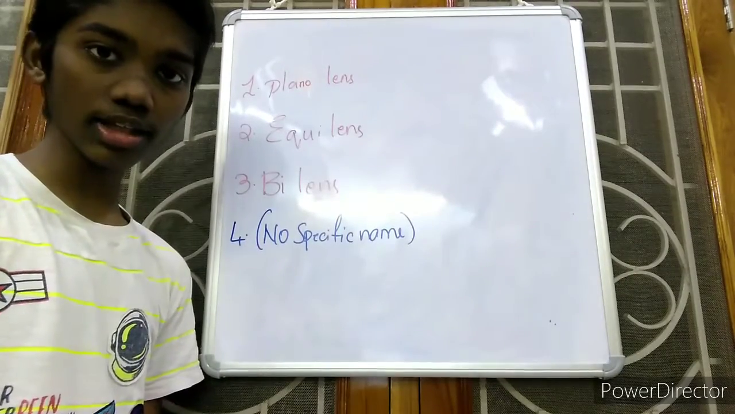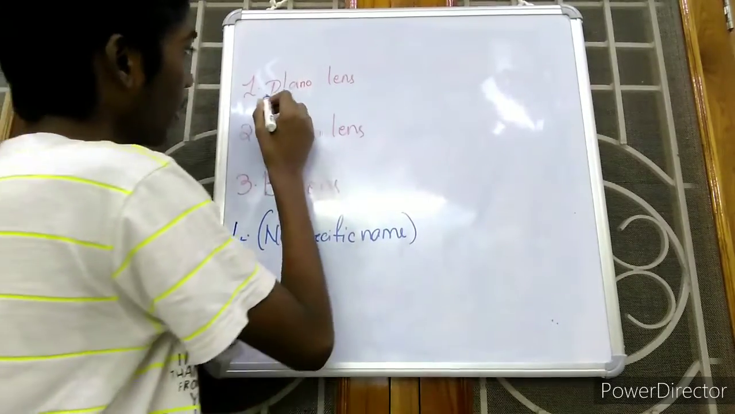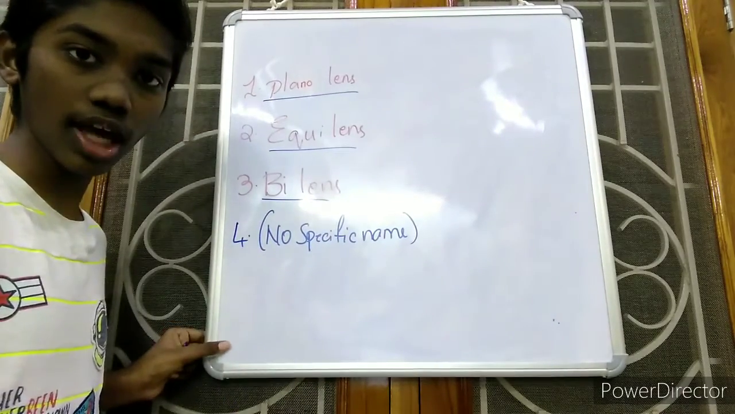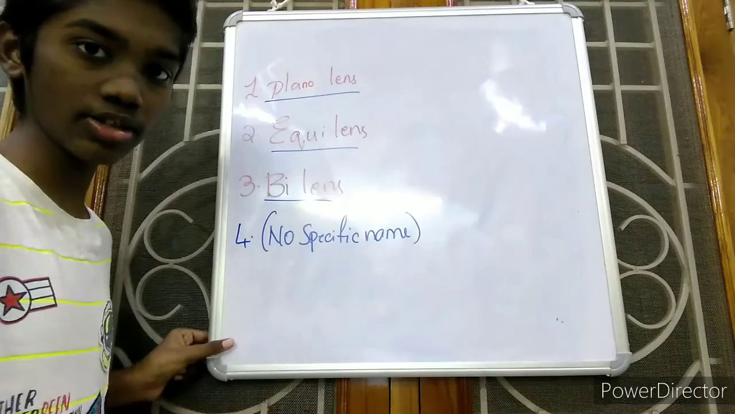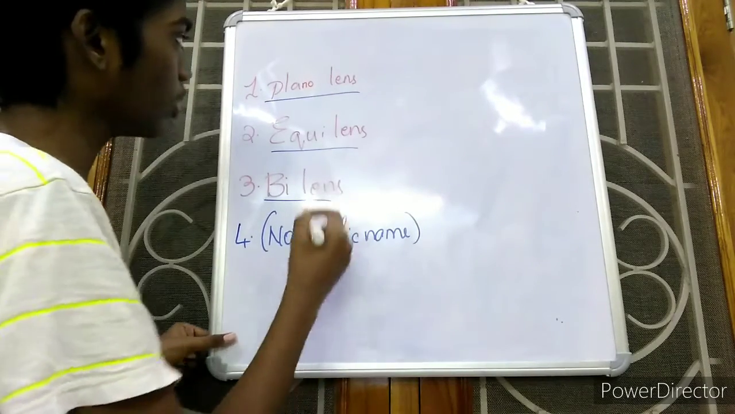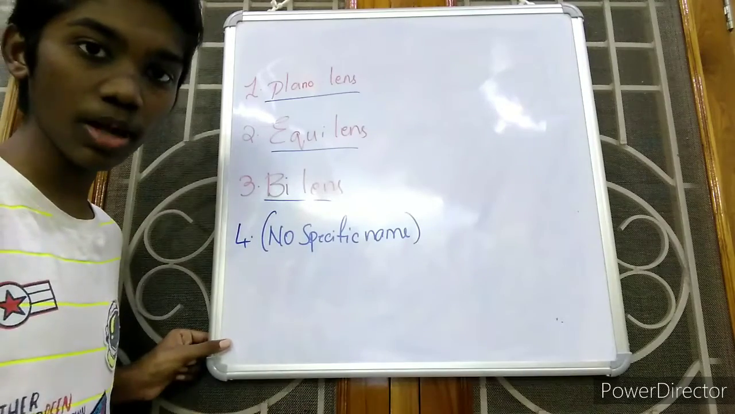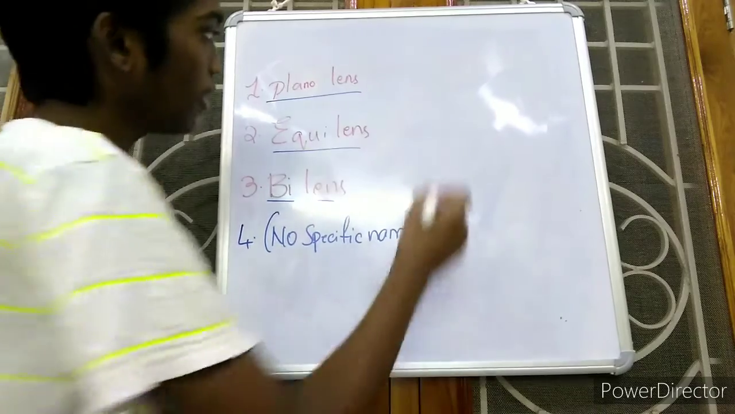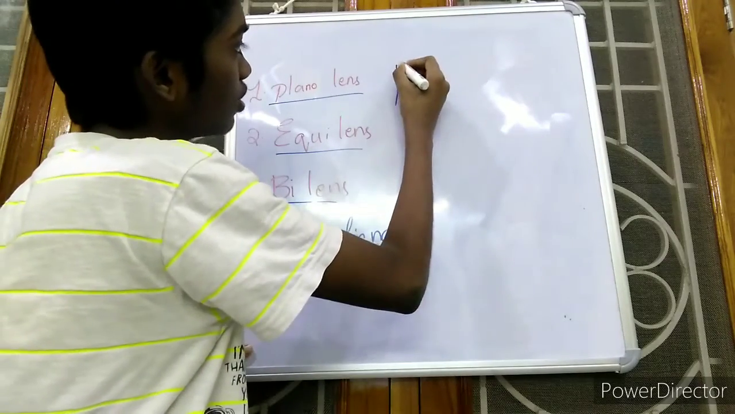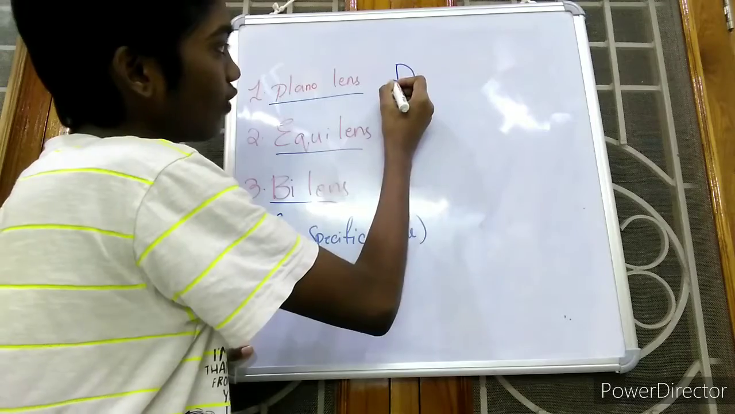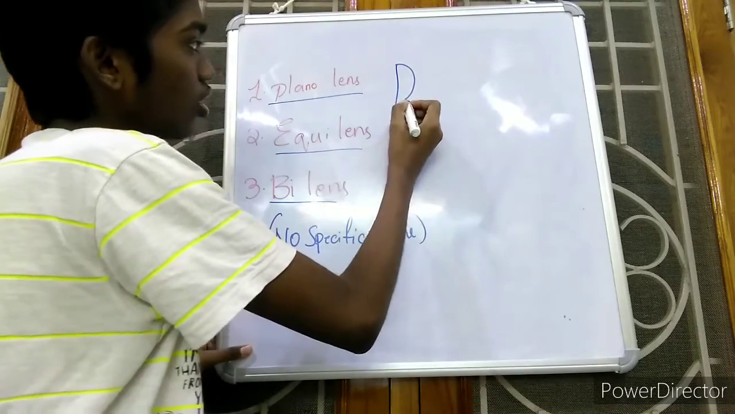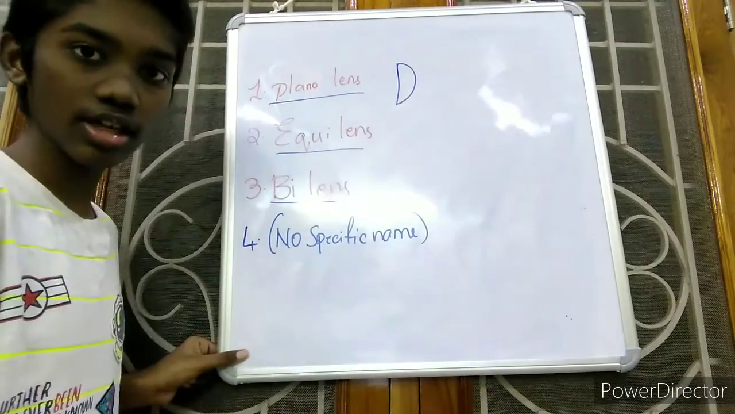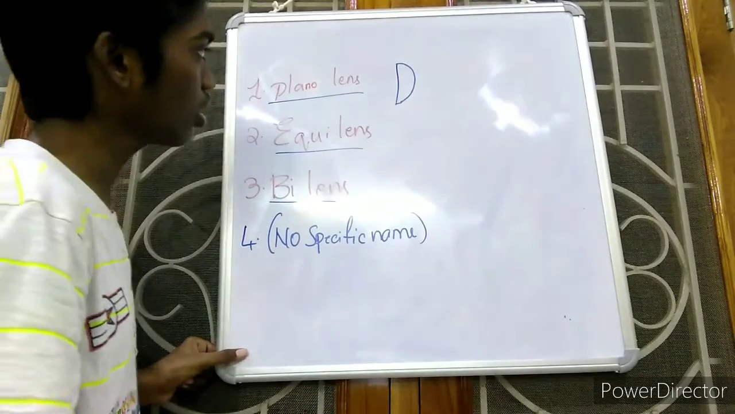Friends, there are still another four types of lenses. They are plano lens, equilens, bilens, and the fourth type of lens does not have any specific name. I will explain why it does not have a specific name. First, coming to the plano lens. A plano lens is a type of lens which has one plane surface and one curved surface. A plane surface is like this, and a curved surface is like this. A type of lens which has one plane surface and one curved surface like this is called a plano lens.